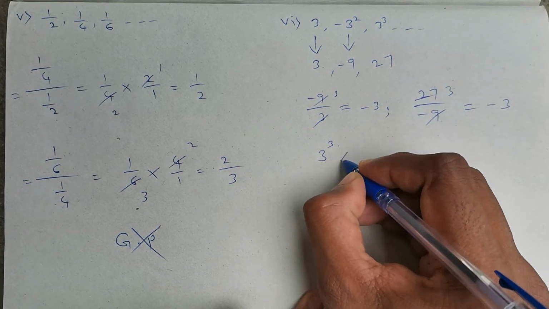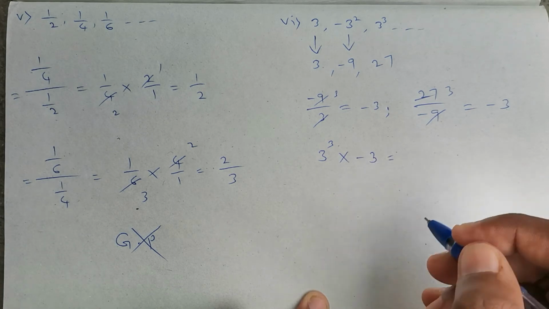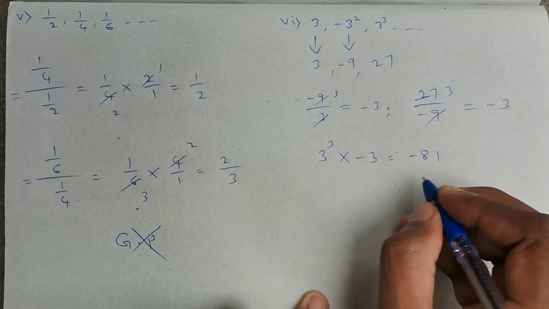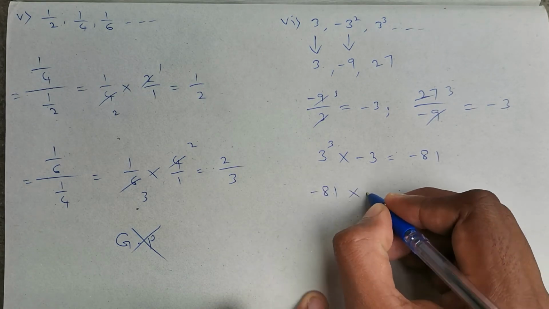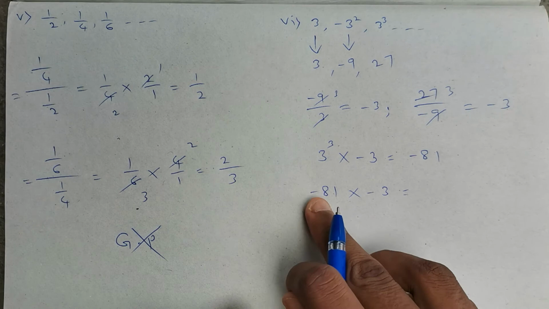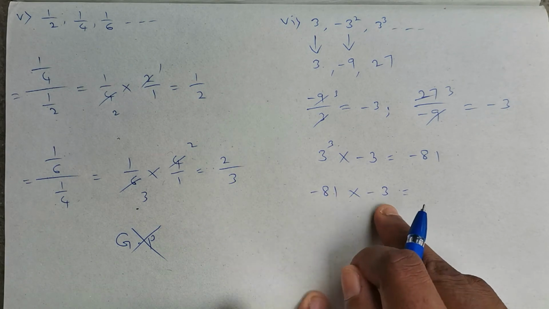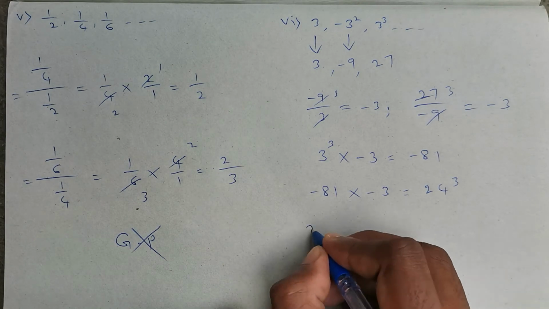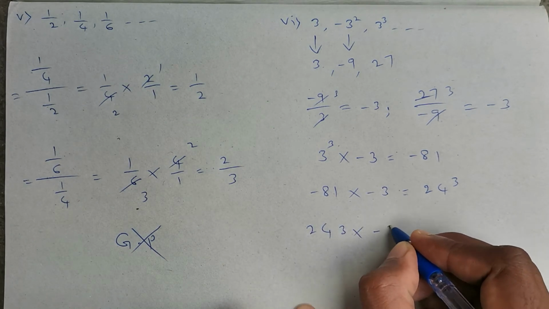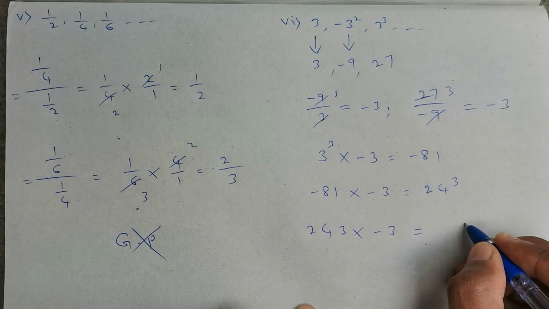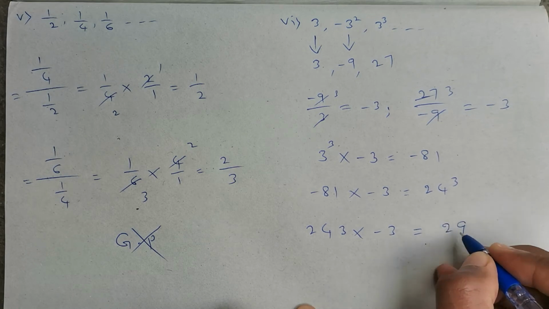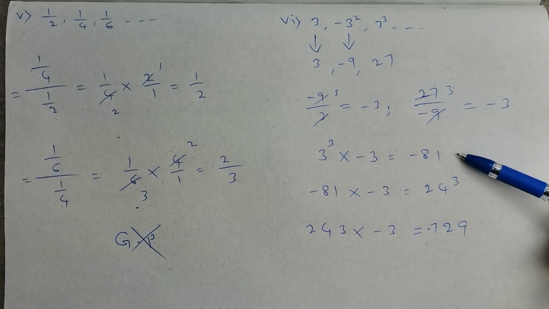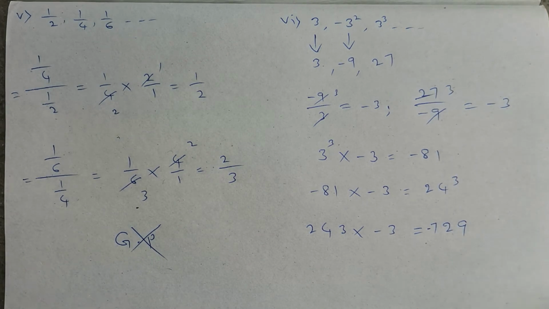The third term is 3 cube, 27. We need to multiply it with minus 3. 27 times 3 is 81, so minus 81. Next, minus 81 we need to multiply with minus 3. Minus into minus is plus, 81 threes are 243. Again 243 is the next term. We need to multiply this with minus 3. 3 threes are 9, 3 fours are 12, 2 and 1 carry 3 is 6, so minus 729. So the next three terms are minus 81, plus 243, minus 729.